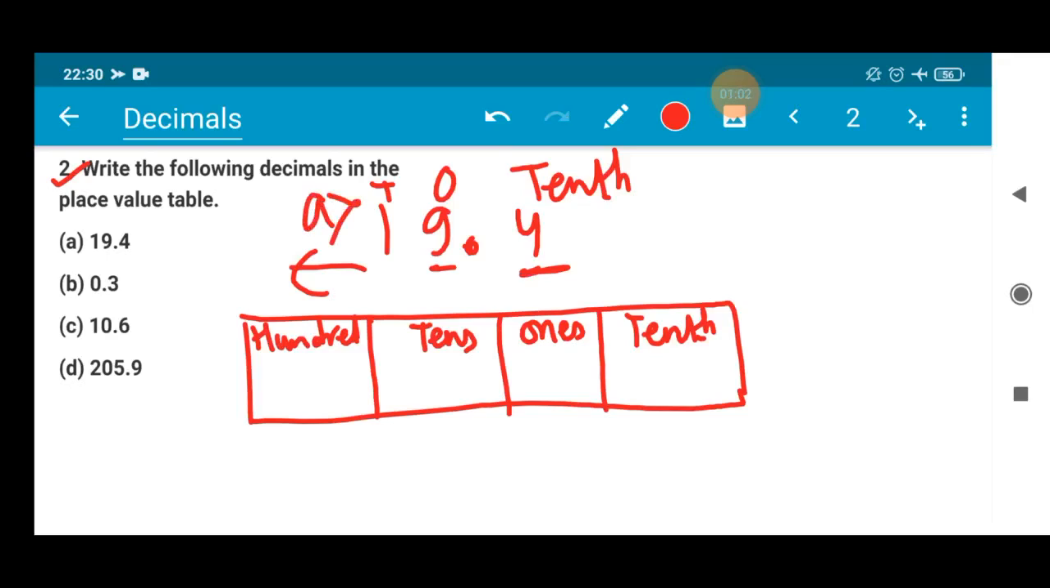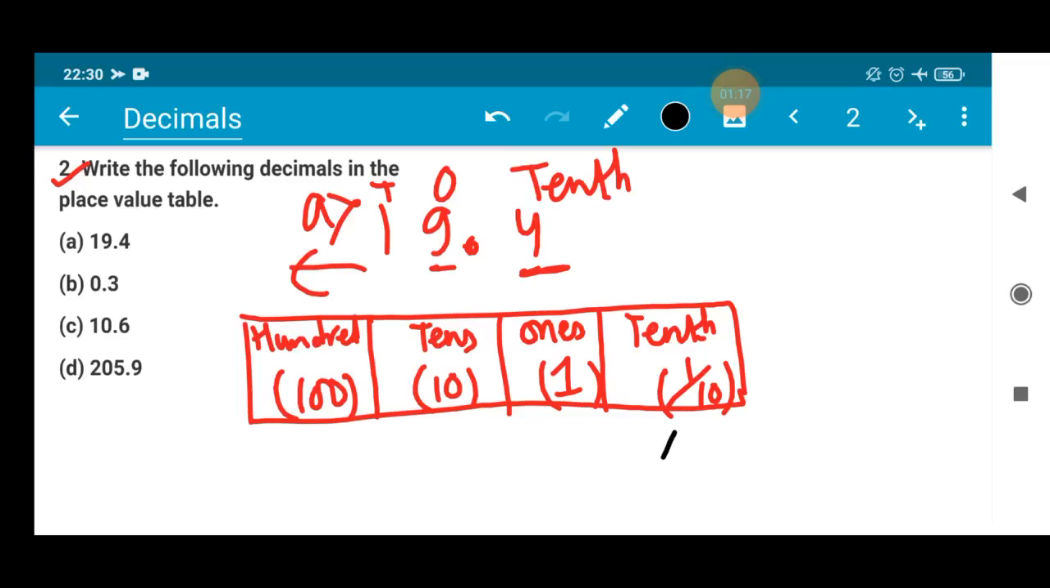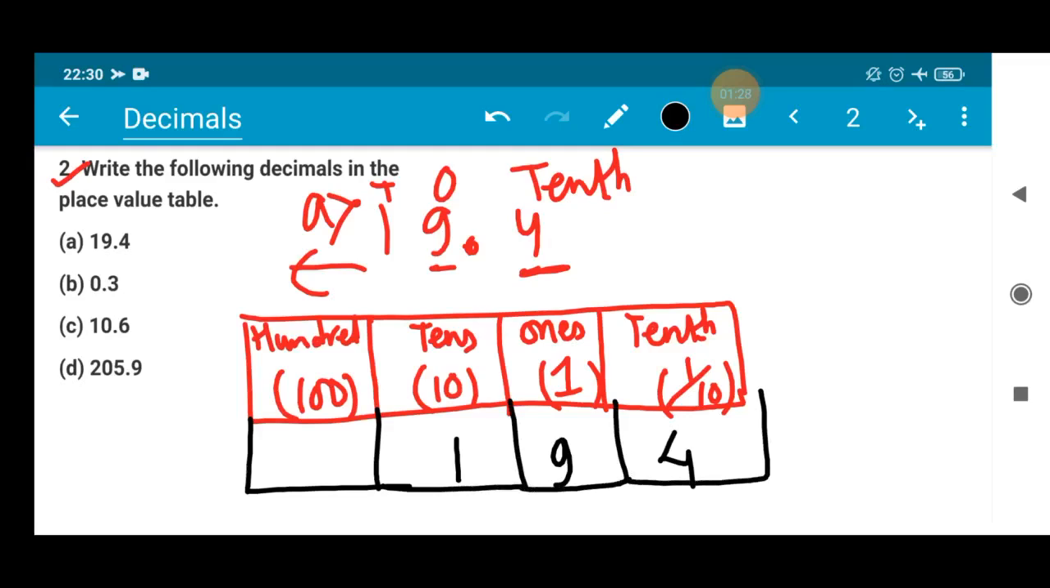As 4 is in the tenth position, let me write 4 here. Before writing this, let me write here 100, let me write here 10. Ones is 1 and tenth means 1 by 10. Now let us fill it one by one. Tenth is 4 there, ones it is 9 and in tens it is 1. So this is how we should fill, right? Exactly, we should fill this way. Okay, now let us solve the next one.